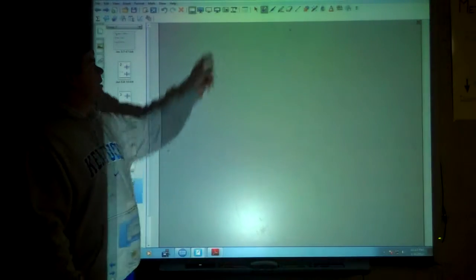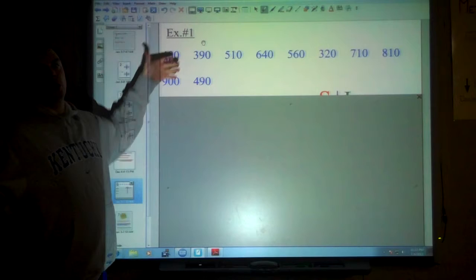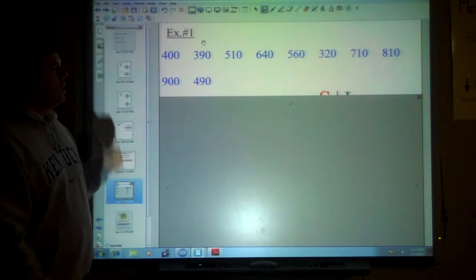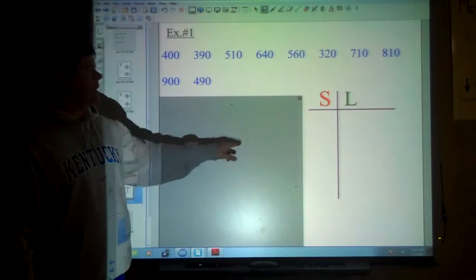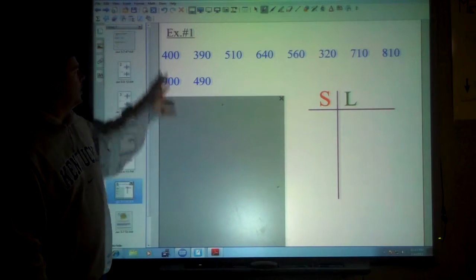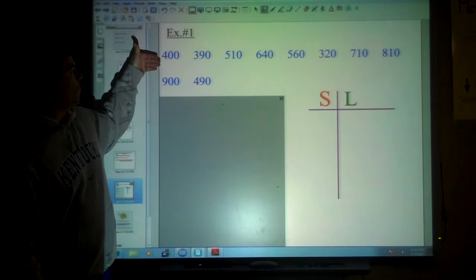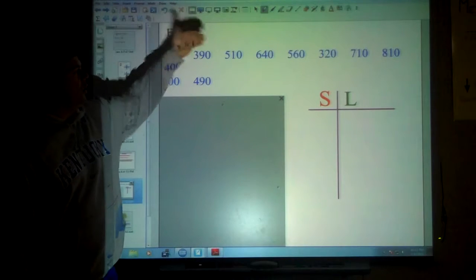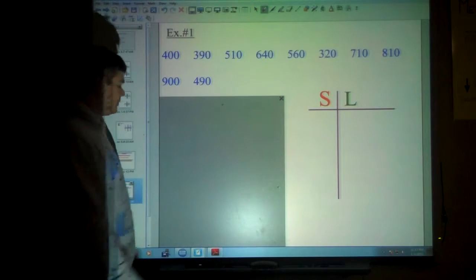So let's actually make a stem and leaf plot. Here's some data. These could represent heights of different buildings. So we would be going through and we want to look at those. A stem and leaf plot is going to look like this: S for stem, L for leaf. I'm looking at all these values and I notice that they all have something in the hundreds. 400, 390, 510. Seems like hundreds is the most common place value.